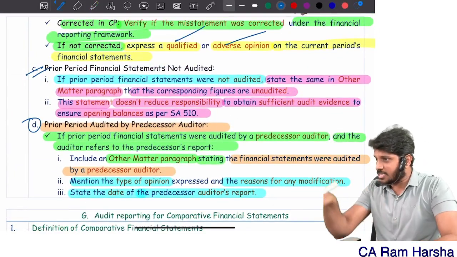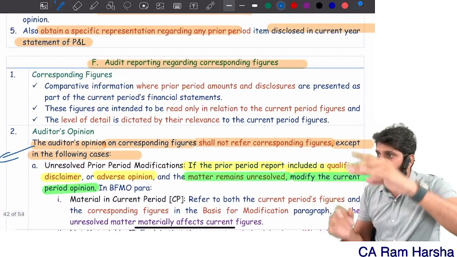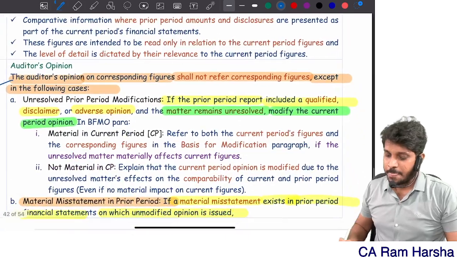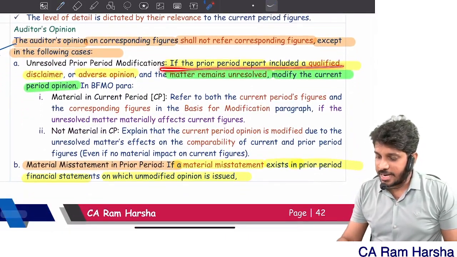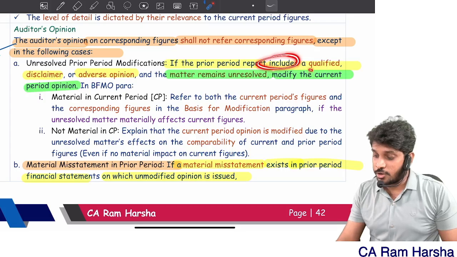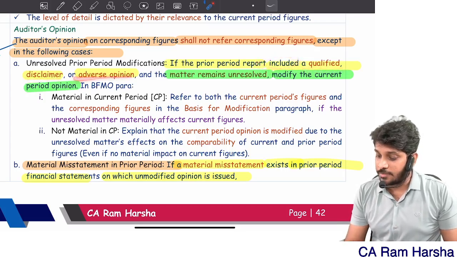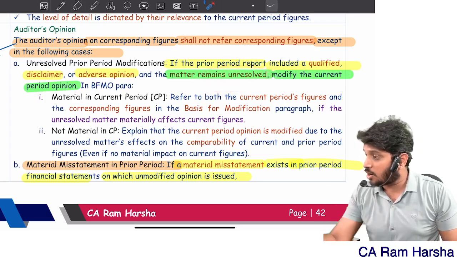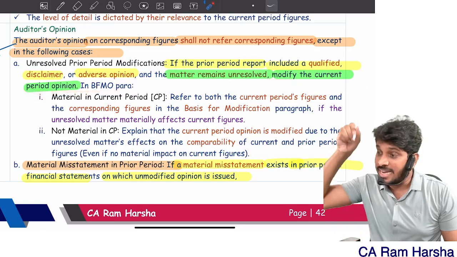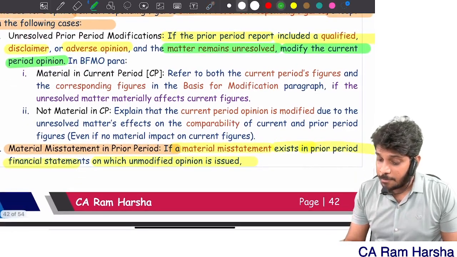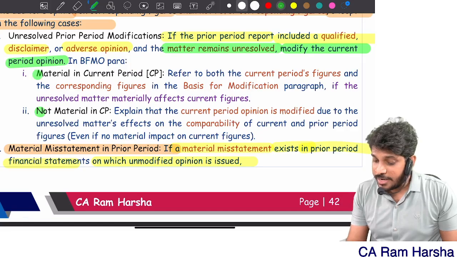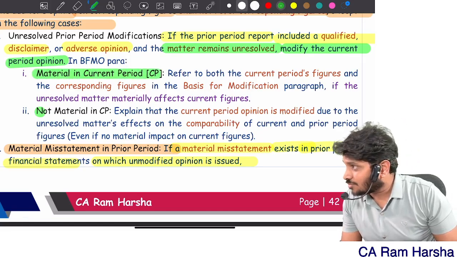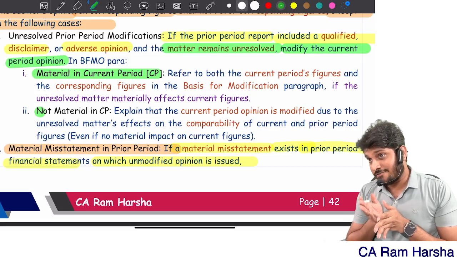Fine. Comparison I'll do it later. First let us understand individual components, then we'll do comparisons. If the prior period report includes a qualified, disclaimer or adverse opinion and the matter why we gave it remains unresolved, the auditor shall also qualify the current year, provided it is material in the current period also. The current auditor feels that it is material.